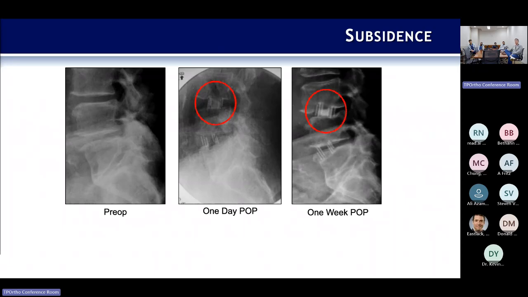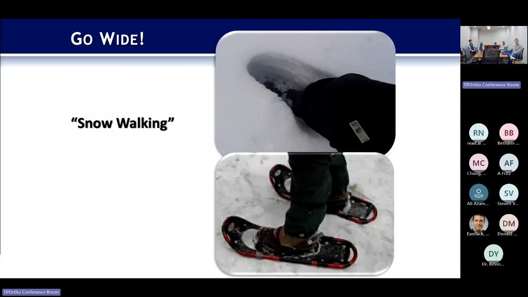A few words on subsidence. Things can look good in the OR and then not so good afterwards. That was back in the day when we were using smaller, narrower implants. Now we, in general, only use 22 millimeter wide implants. Most companies that sell these are using these larger implants for sure.